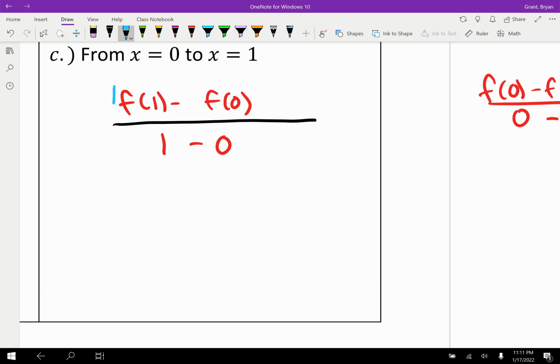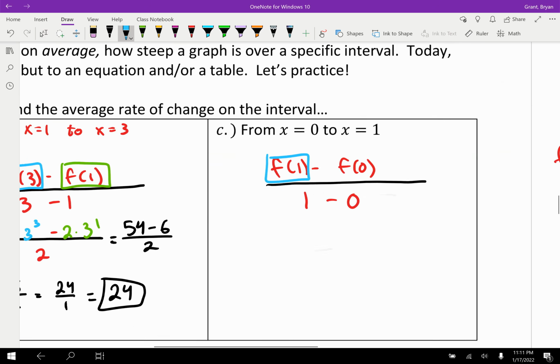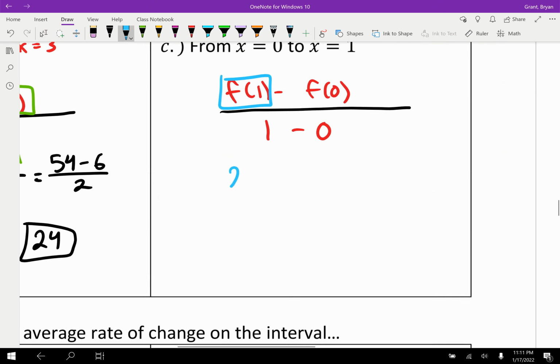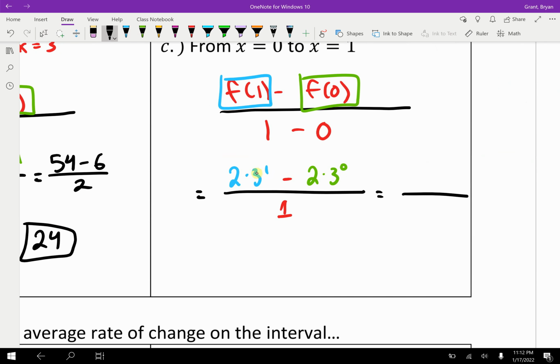So f of 1, okay, this is 2 times 3 to the first minus f of 0, 2 times 3 to the 0th, divided by 1 minus 0, which is 1. Okay, work to the right a bit. 3 to the first is 3 times 2 is 6. 3 to the 0th is 1. 1 times 2 is 2 over 1. And this is going to give me 4 over 1, or just 4.